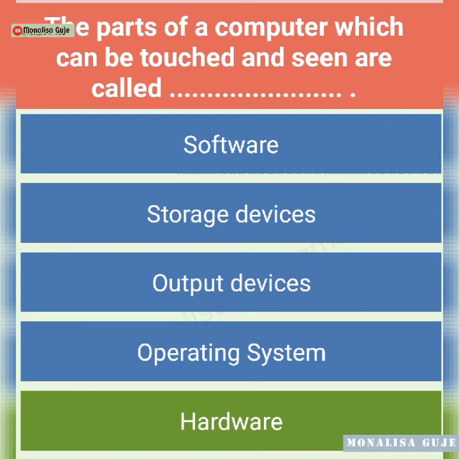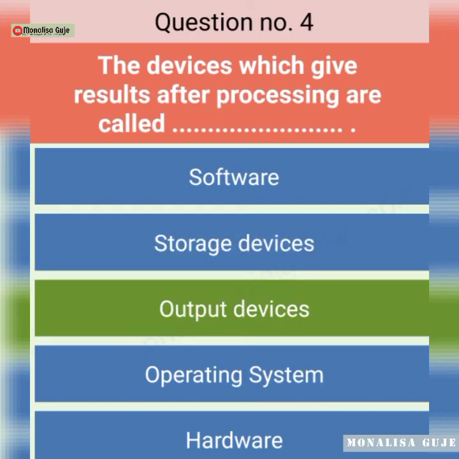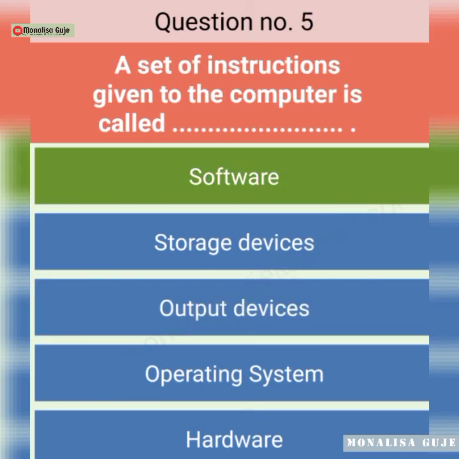Next, we'll move to the third fill in the blank. The devices which are used for storing data are called storage devices. Now, to the fourth one, the devices which give results after processing are called output devices. Fill in the blank. A set of instructions given to the computer is called software. Okay, so these are the 5 fill in the blanks. Do copy it. Now let's move to the next exercise.